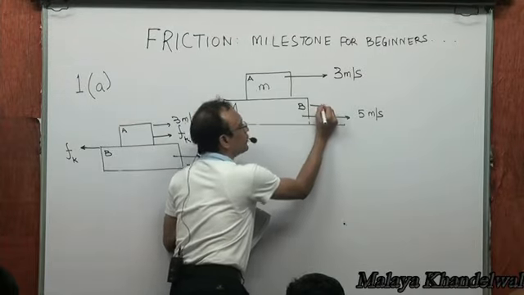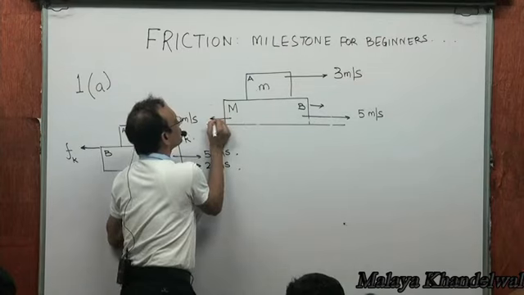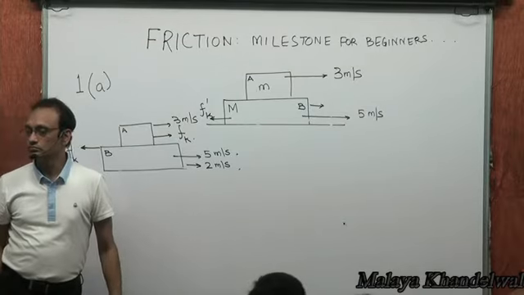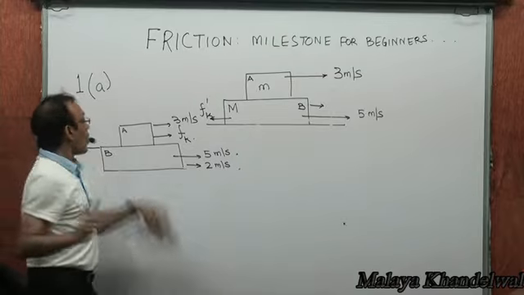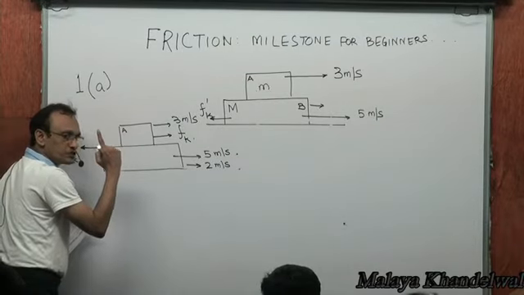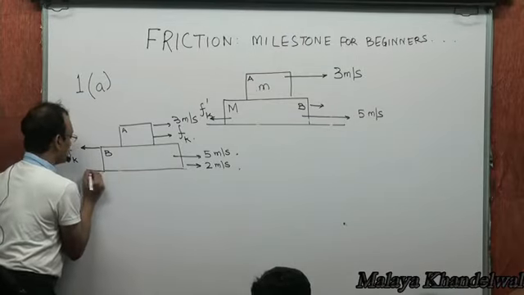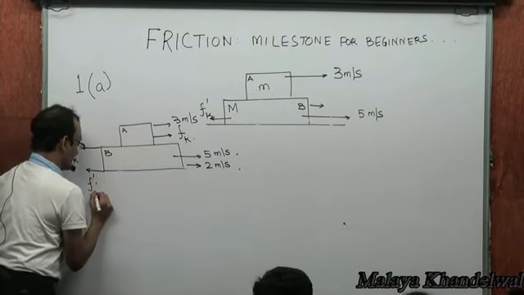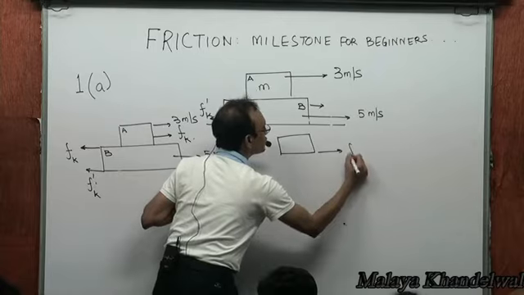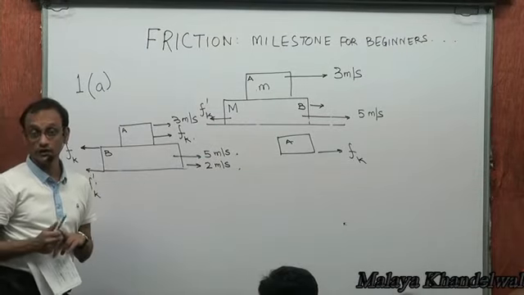Okay. Now, between B and the ground, the ground will observe B to be moving to the right. So the ground would exert on B a frictional force F prime K to the left. Yes or no? Do you understand that? So on capital M, that is on B, there would be two frictional forces acting. Because of A, one to the left. Because of the ground, another frictional force F prime K to the left. And on A, there is only one friction, which is Fk to the right. Right? That is how it is, right?